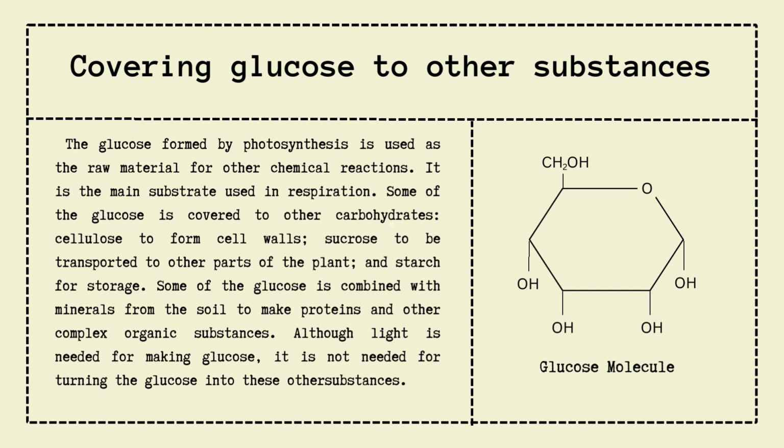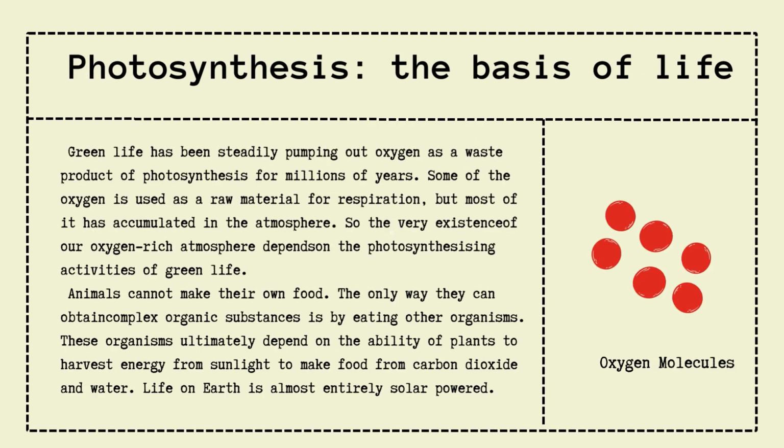Some of the glucose is combined with minerals from the soil to make proteins and other complex organic substances. Although light is needed for making glucose, it is not needed for turning the glucose into these other substances. Photosynthesis, the basis of life. Green life has been steadily pumping out oxygen as a waste product of photosynthesis for millions of years.